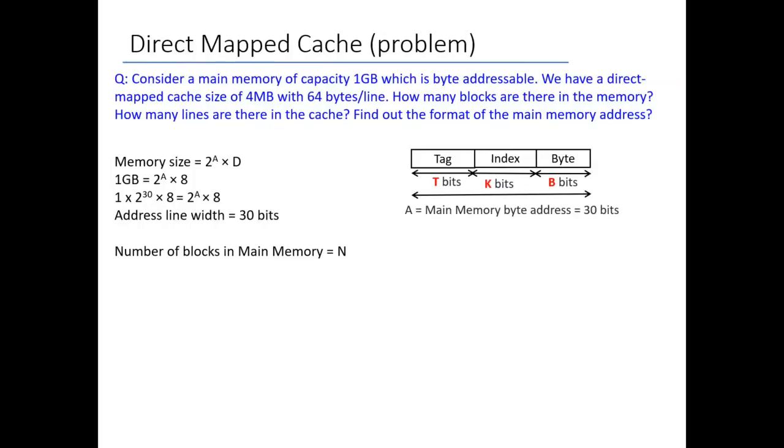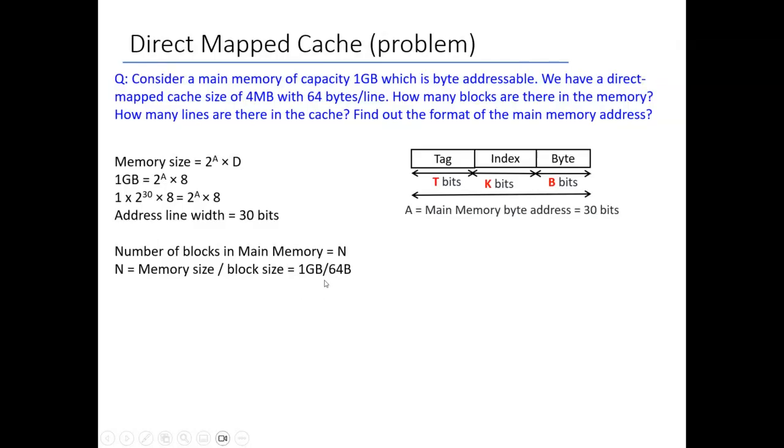How many main memory blocks will be there in memory? If you want to compute n, the number of blocks in main memory, how can we compute it? Can anyone tell me? 2 to the power 30 divided by 2 to the power of b. Yeah, very good. So the number of memory blocks will be the memory size divided by the block size. The memory size is 1 gigabyte, and the block size is now 64 bytes. How many blocks will be there?